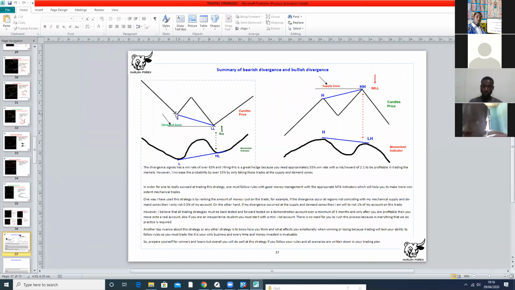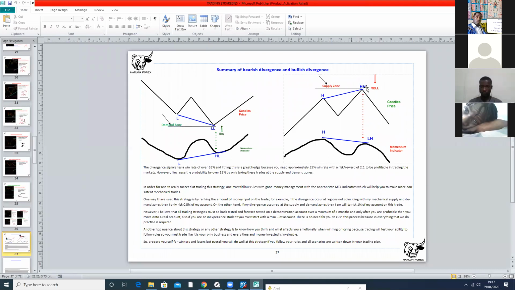The price is making a lower low, but the momentum indicator is making a higher low. Then we're looking to buy there, okay? And this is what we call bullish divergence, where we're looking to buy. Also, what I've put here is what we call supply. This is the demand zone, so we'd want to buy.